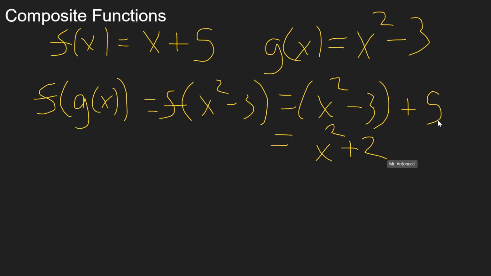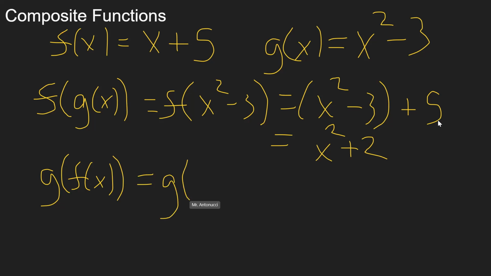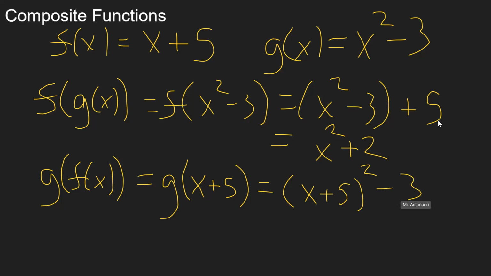Now notice that it's not always the case that if you do it in reverse, you get the same thing. This means that you're going to take the function f and substitute its equation in for x in the function g. So it's going to be g of x plus 5, which is x plus 5 quantity squared minus 3. Now, when you have x plus 5 quantity squared, you can't just square the x and square the 5 and have x squared plus 25. You have to FOIL it out.